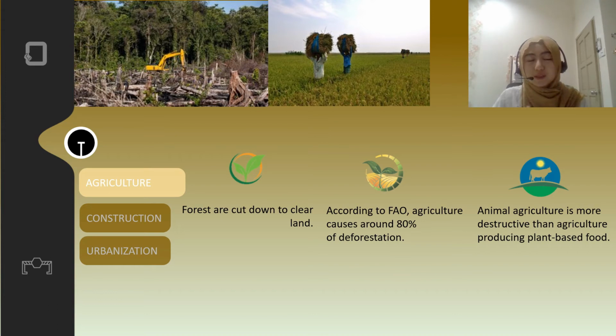Nevertheless, animal agriculture is more destructive than agriculture producing plant-based food directly for humans. This is because animals need more calories than the calories they produce for humans to eat, and animals require space and nourishment, so millions of acres of uncultivated land are cleared every year to make room for feed crops and grazing pastures.